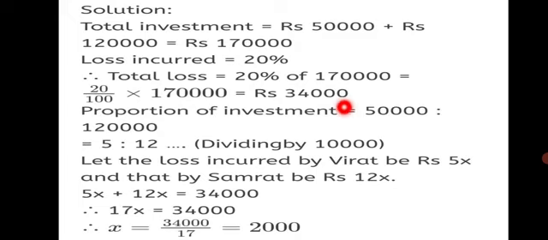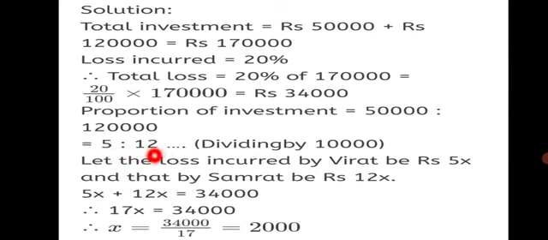Now we have the proportion of investment. Proportion of investment is equal to 5,000 is to 12,000, Virat's and Samrat's investment. When you reduce the number of zeros, dividing by 10,000, you get it equals to 5 is to 12. Now, we have to take it to be 5x and 12x.